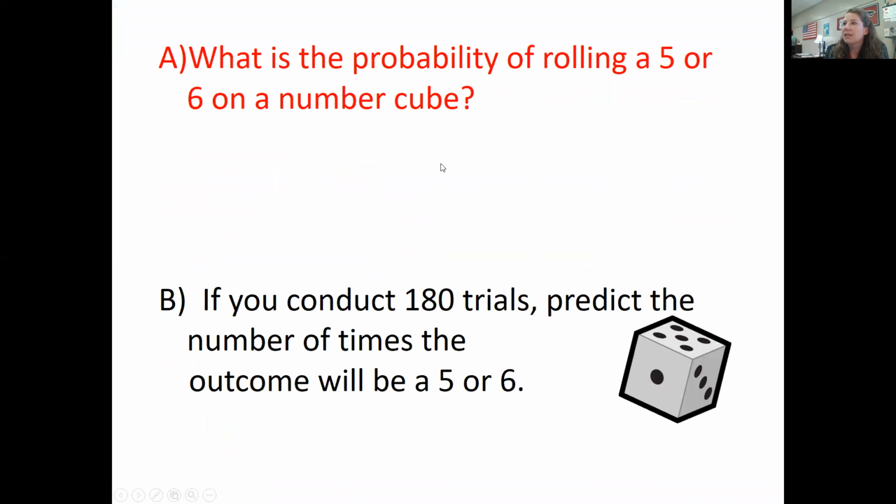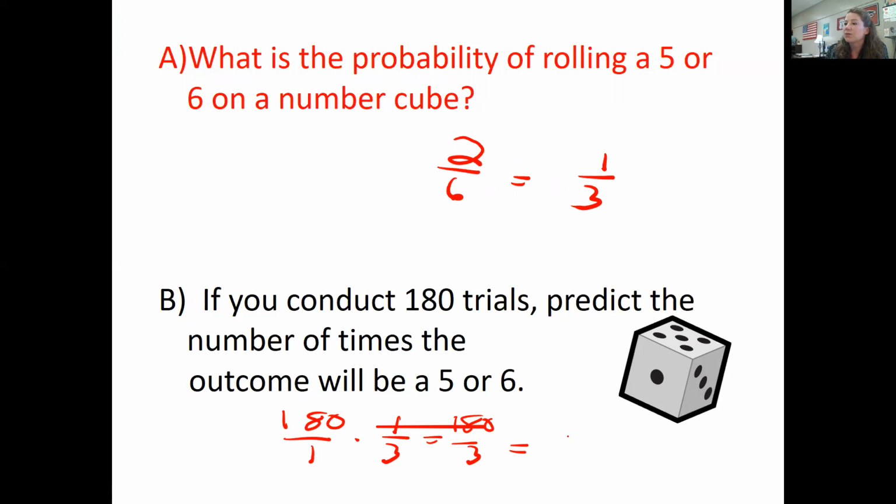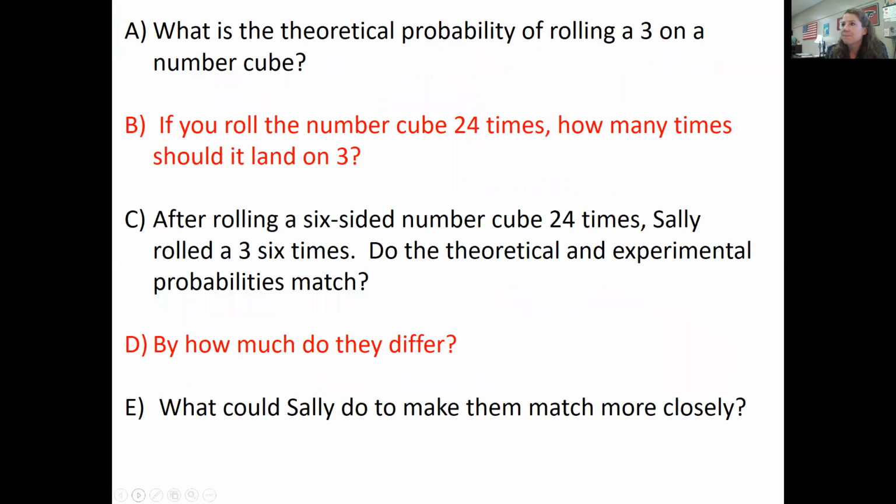All right, what's the probability of rolling a 5 or a 6 on a number cube? Well, there's 2 sides that are a 5 or a 6 out of 6, right? Which is 1/3. If you conduct 180 trials, predict the number of times the outcome will be a 5 or 6. So we're going to multiply 180 times 1/3. So multiply straight across. 180 over 3 is equal to 60. We expect that to happen about 60 times.